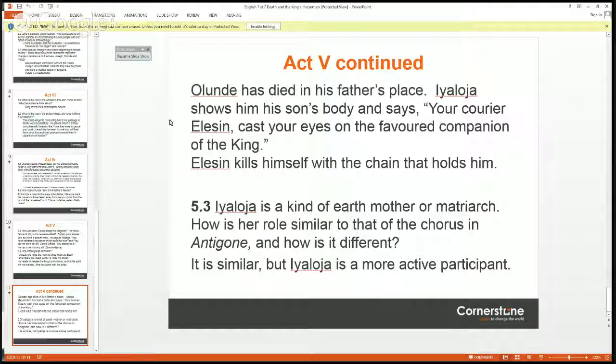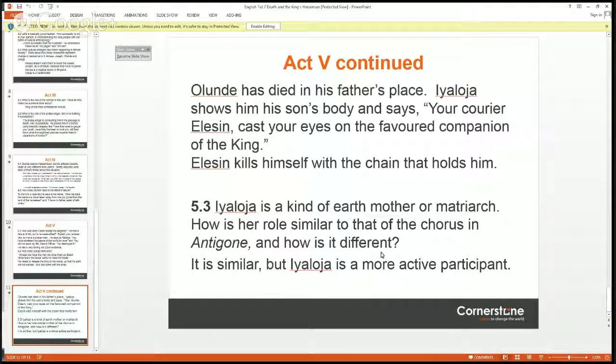And what happens is that she says, "Your son, Elesin," she's introducing him to his dead son, "cast your eyes on the favored companion of the king." And when Elesin sees this, he quickly yanks the iron chain with which he is being chained in the cell around his neck and breaks his own neck, so he commits suicide too. And that means that his very young wife can come and close his eyes, because when he married her, he said, "I hope you will be the one who closes my eyes in death."